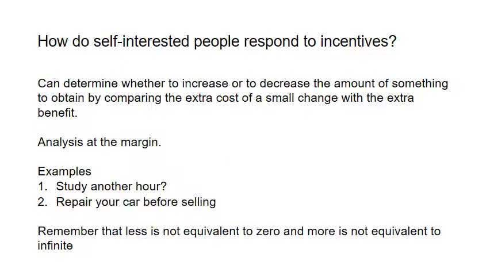Now, a self-interested person can determine whether to increase or to decrease the amount of something by comparing the extra cost of a small change with the extra benefit. Comparing the extra cost and extra benefit of small changes is called analysis at the margin. Let's give you an example.